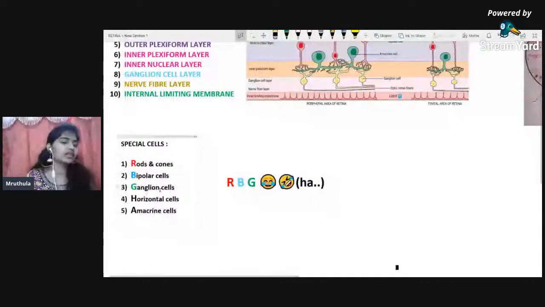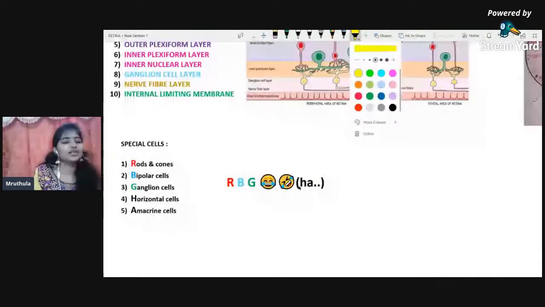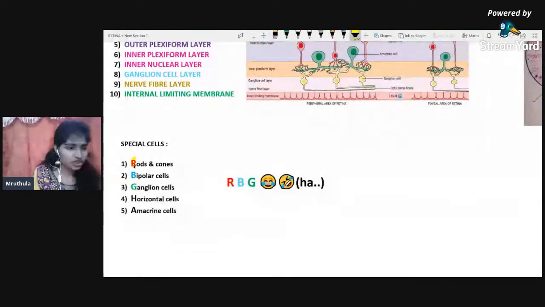Then the third type of cell is called ganglion cells. The fourth type of cell is horizontal cells. As the name implies, it will lie horizontal. Then amacrine cells, which is the fifth type. Now just remember it this way: RBG, ha ha ha. If you remember it that way, you will not forget it at any point. So remember it. It is RBG, ha ha ha. That is HA.